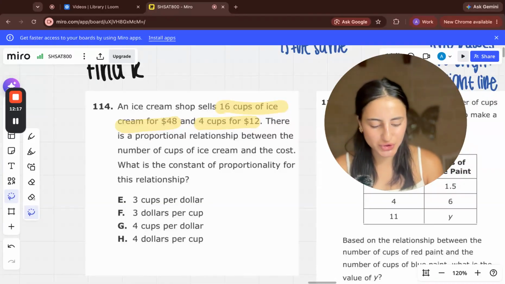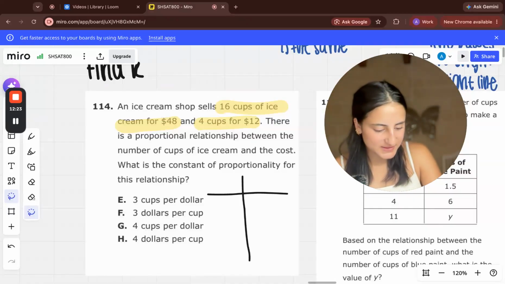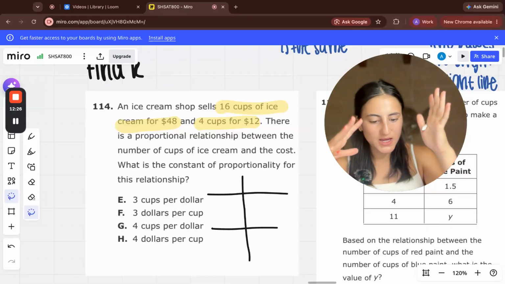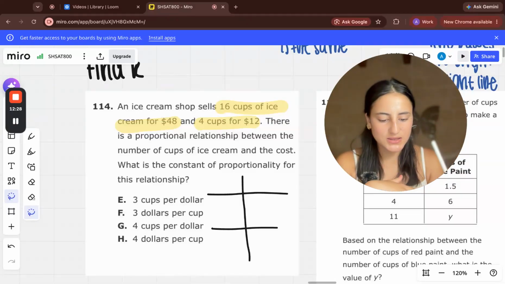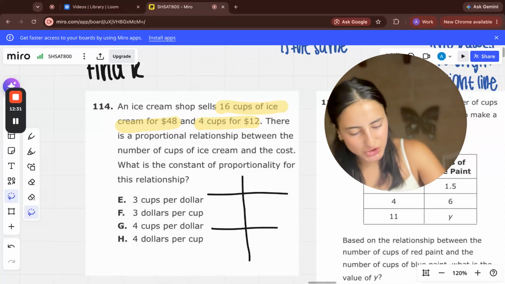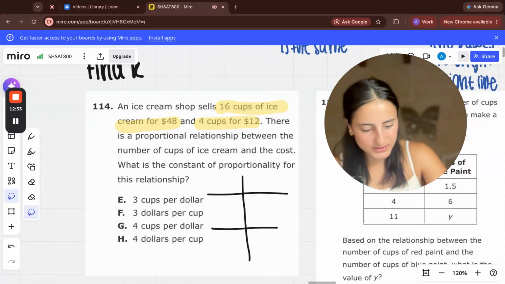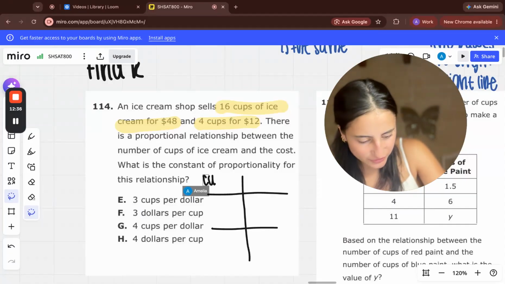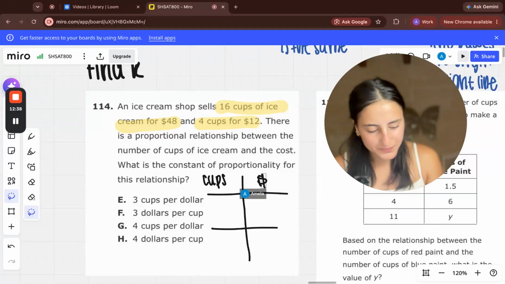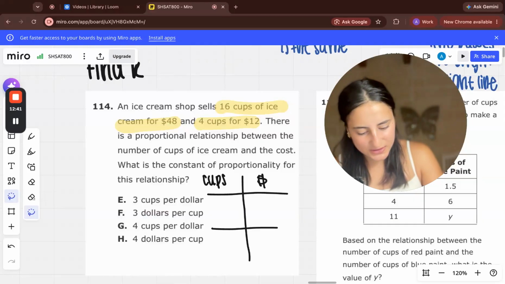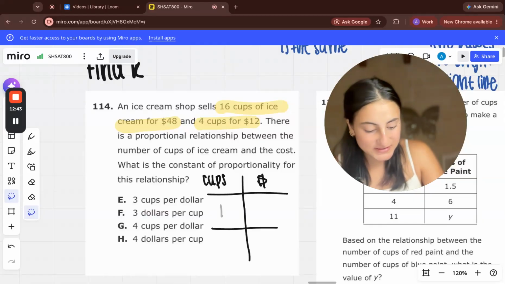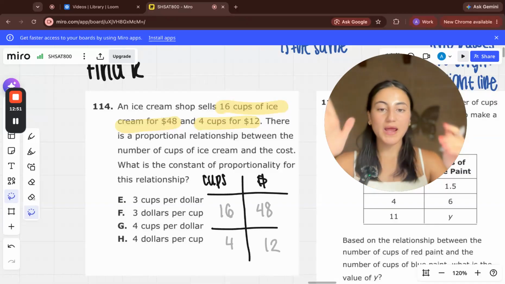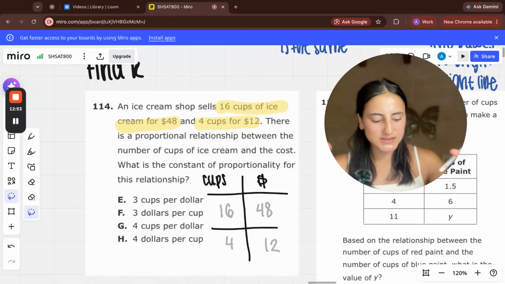So my mind goes to creating a table. If I were to write this out, one side will be the cups of ice cream and the other side will be the amount it costs. So cups of ice cream and the amount of money. For 16 cups of ice cream, it costs 48. And for 4 cups, it costs 12. Okay, great. So now we have them separated based on the units.